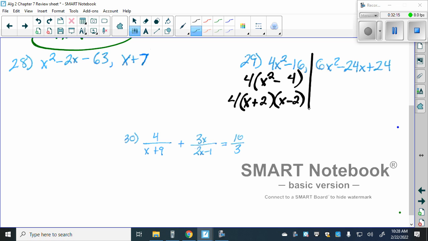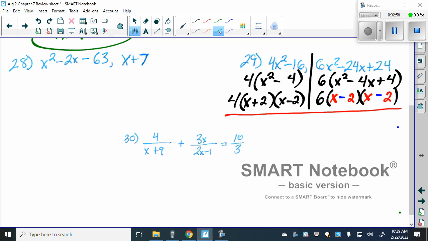Now for our 6x squared minus 24x plus 24, it does have a greatest common factor of 6, which will leave us with x squared minus 4x plus 4. So we'd have 6 in our 2 sets of parentheses. Now, since the 4 is positive, it means the signs are the same and match the sign of the middle term, which would be negative and negative. Our factors of x squared are x and x, and the factors of 4 that we want to use are 2 and 2.